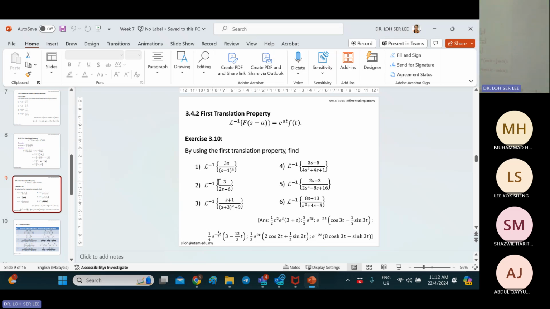And why we want to apply this? Because in the list of your formula, we do not have the s plus or minus a squared, then plus another value. We do not have such a formula. But after you take out the plus 3, you have s squared plus 9. Yes, we can find the suitable formula for you to do the inverse Laplace, either cos or sine. It depends on the function at the top. This is why we need this first translation.